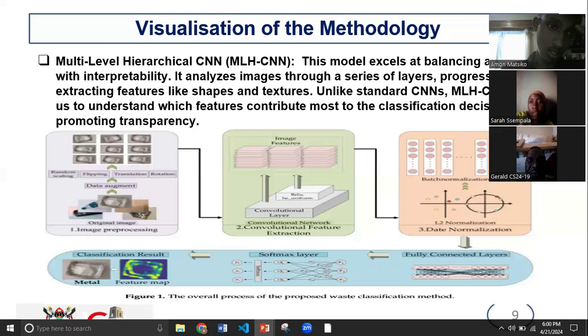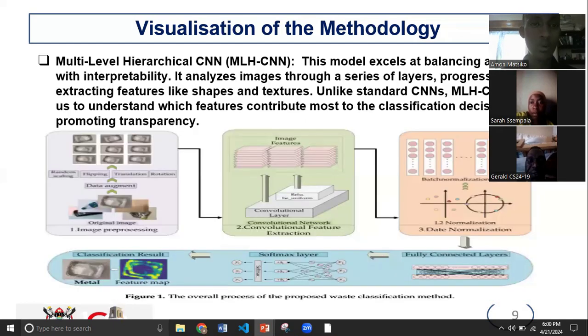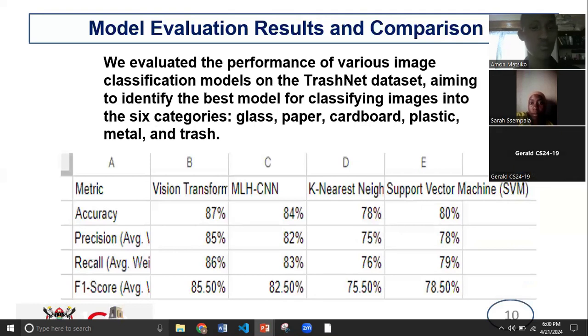As he has clearly stated, these two models, the MLHCNN and the Vision Transformer, are only two of the four we used. Here we only indicated two of them. And now, for the model evaluation of the results, we needed to choose which of the four models excels at providing the most accurate results.